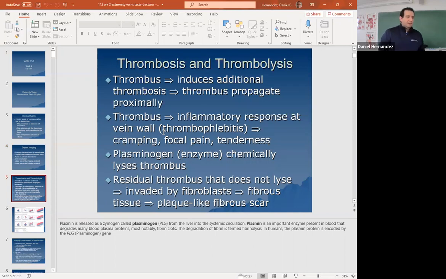Thrombosis and thrombolysis. So thrombus, unfortunately, induces additional thrombus, and thrombus will propagate proximally.